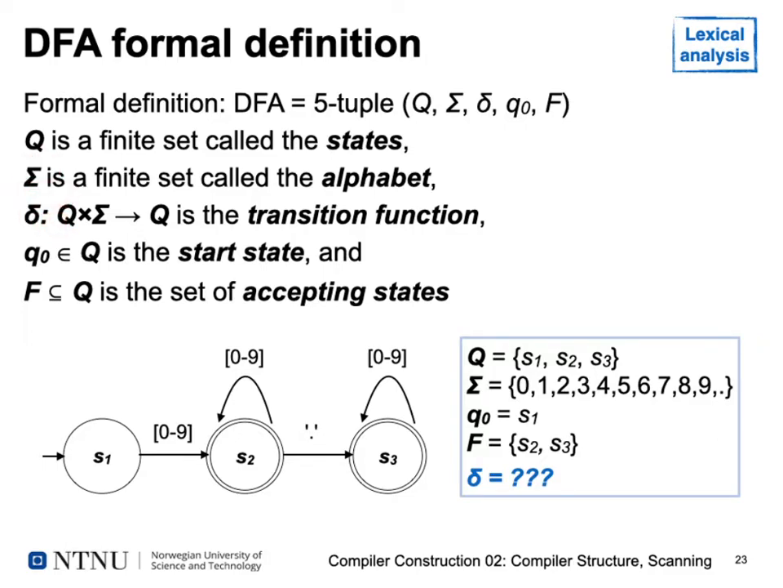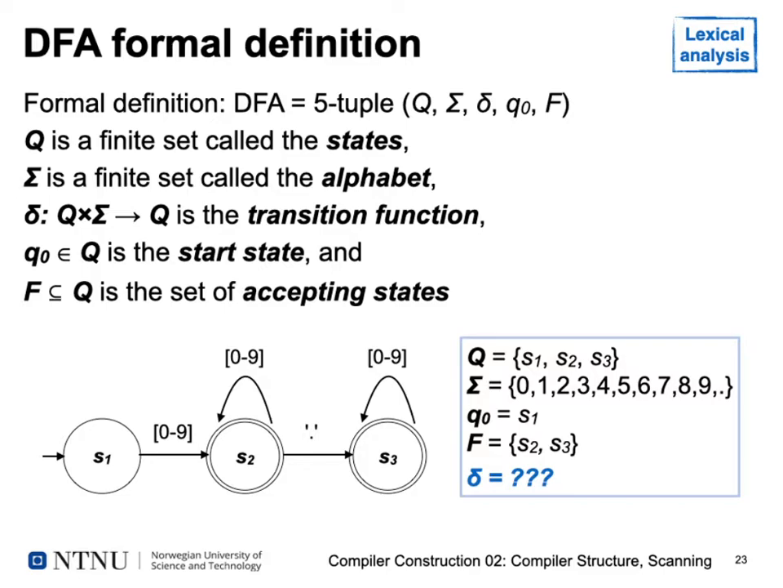Then you have a way to indicate the start state. So there's one special state Q0, which is one of the states in your automaton, which is a start state. And then you have a set of states, F, you can have 2 here, which is a subset of your overall set of states, and this is the set of accepting states.